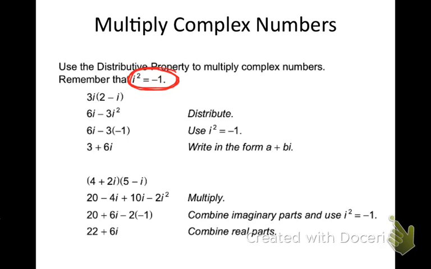So when I have a problem like this, anytime I see this setup, I still want to distribute. When I distribute here, I get 6i minus 3i squared. That i squared is then replaced with a negative 1, and I can simplify to get 3 plus 6i.